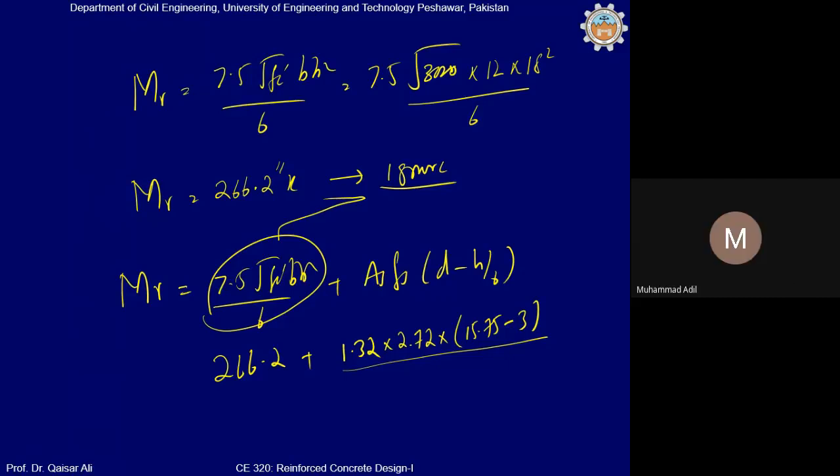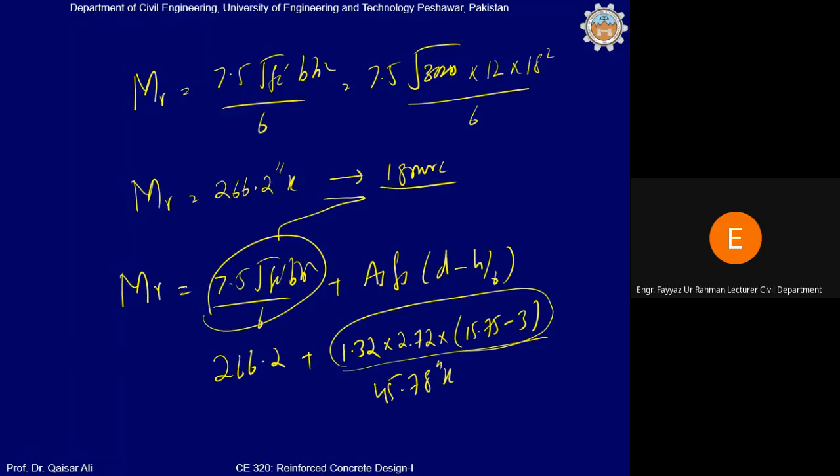After sum total 311.98. Only this portion, calculate quickly. 45.78. 45.78 K-inch. Okay.